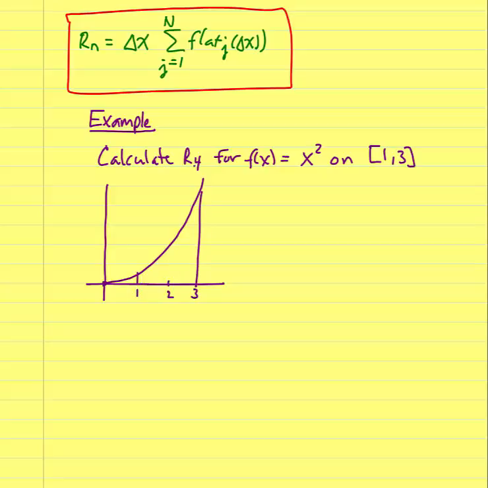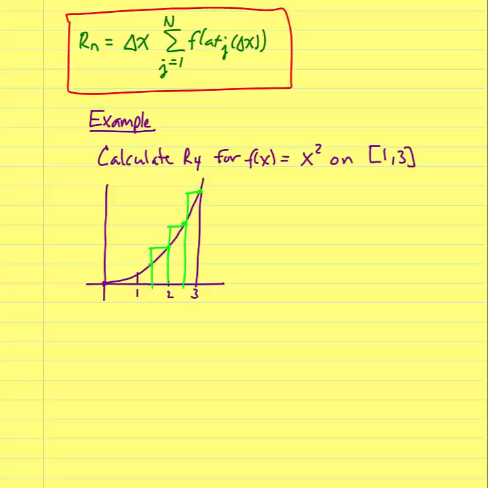Now I need to use 4 rectangles. Right now it looks like I have 2 pretty natural rectangles already built in, but I want to have these equal width. So let's go ahead and split these in half as well. So now you can see that I have 1, 2, 3, 4 rectangles. Now I'm going to use right endpoint. So I'll go to the right-hand side of each rectangle, and that will give me the height of the rectangle. This one's an overestimate. My next one is an overestimate.